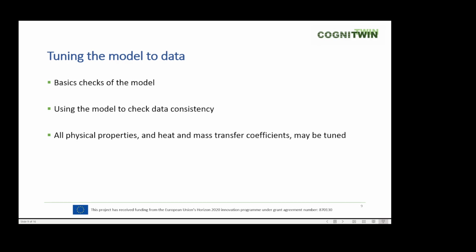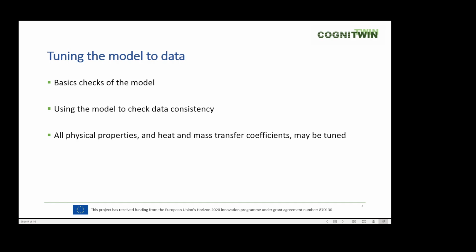When everything was coded and ready to test and compare with the data, tuning became necessary. So, first of all, we had to do basic checks of the model to check consistency of the model. But we can also use the model to check external consistency. That means how does the model compare to data? We found that by using the model that the first temperature points that was measured could not be true. And after checking, it was found that that was not the case.